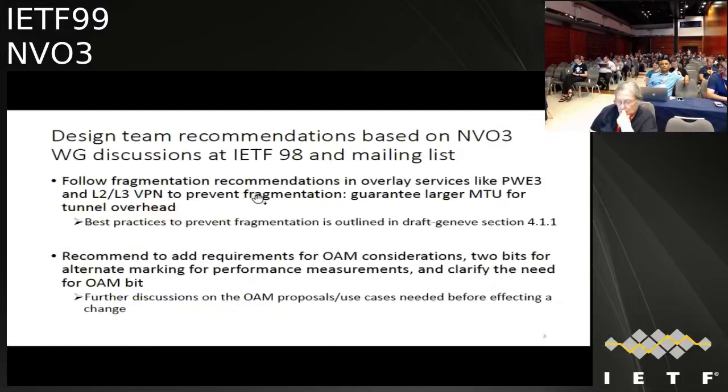One of the ways the PWE3 RFC is addressing that is guaranteeing a larger MTU size for the tunnel overhead. So we have a similar draft in section 4.1.1 in Geneve that outlines best practices for preventing fragmentation. Pretty much the same thing, like increasing the MTU size so that you don't have fragmentation, and even if there is fragmentation, it should be done before the encapsulation, so that the packets or the frames don't get fragmented in transit.